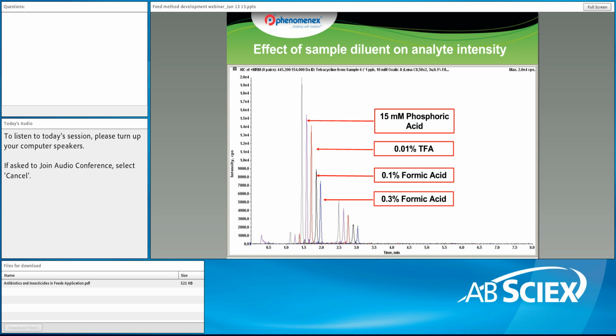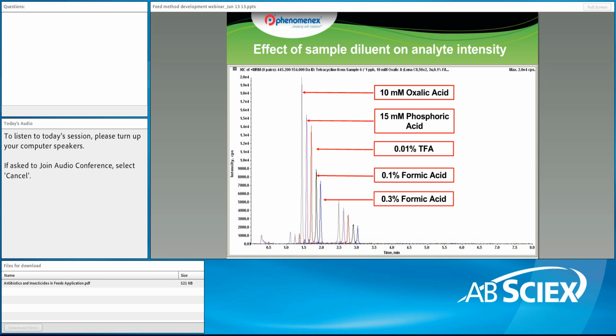increasing. Nobody would obviously put these in the system. I've never heard of anybody using phosphoric acid as a mobile phase in an LCMS solution. And finally, 10 millimolar oxalic acid, which has probably the lowest pH of all of these.